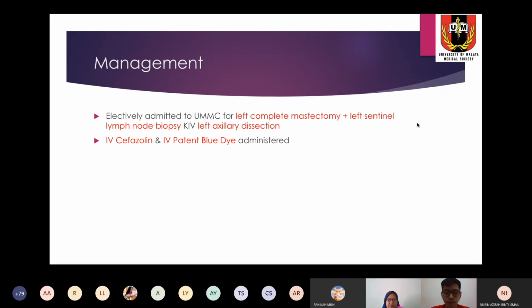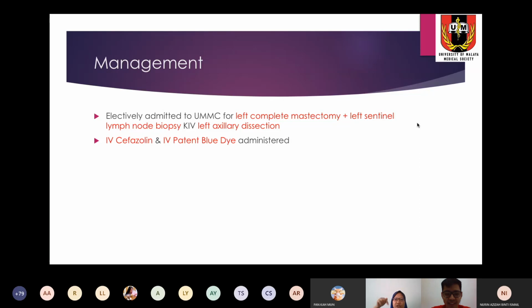IV cefazolin is just for antibiotic. We are not using IV patent blue. We inject the patent blue into where? When you do a sentinel lymph node, we normally inject peritumoral or subareolar, or intradermal. So it's not IV. IV means intravenous. We don't inject intravenously and then the lymph node becomes blue.